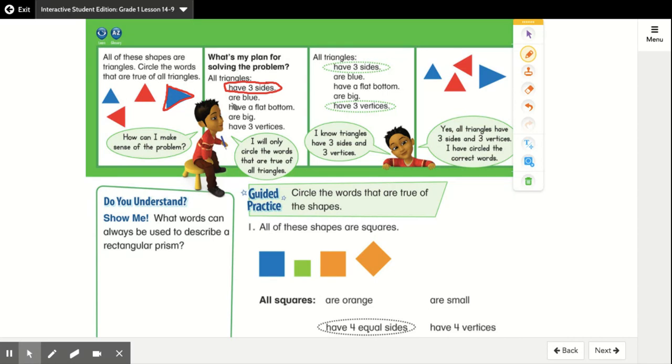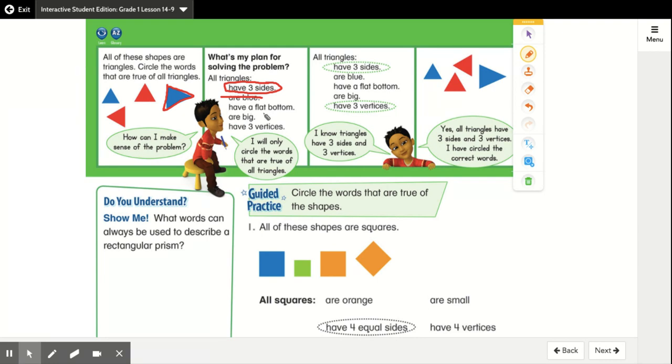Okay, all triangles are blue. Is that an attribute that we should be looking for? Color? No, right? So if you said no, great job. Not all triangles are blue. Some can be blue, but some can be red, some can be green. So color does not matter.